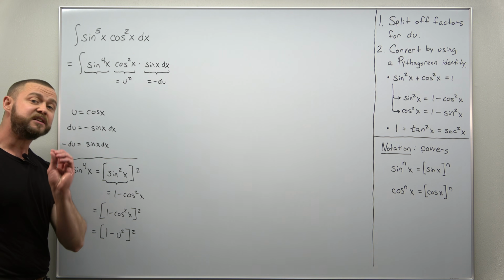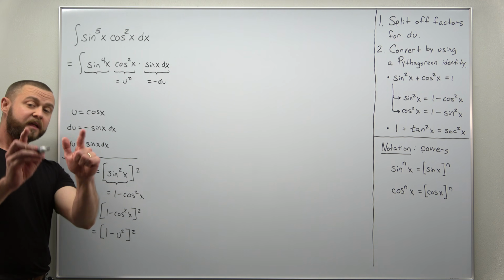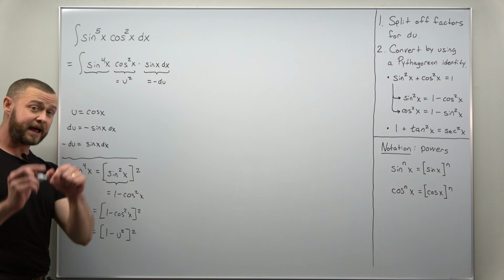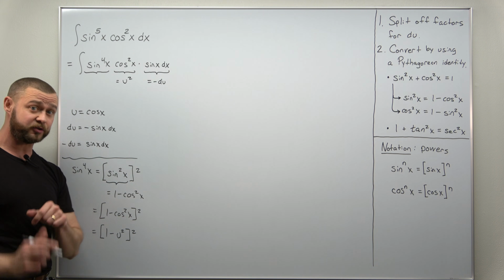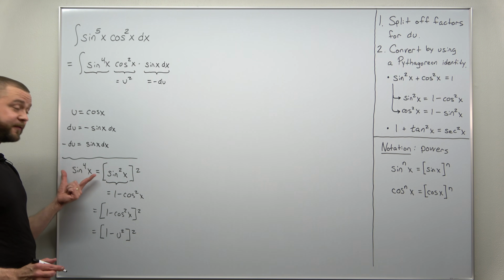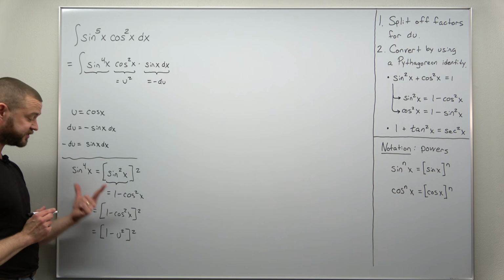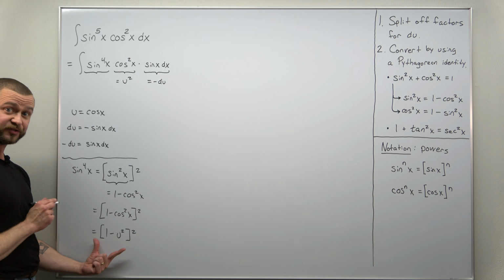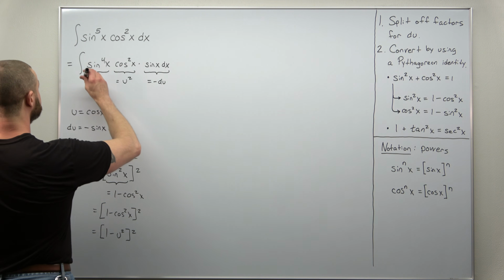And that is the standard extra work that's going to happen for a lot of problems you'll encounter on tests and exams in your Calc 2 course. All right, so let's go ahead and plug that in. That was the conversion for sine to the fourth power of x, which converts to 1 minus u squared, squared.